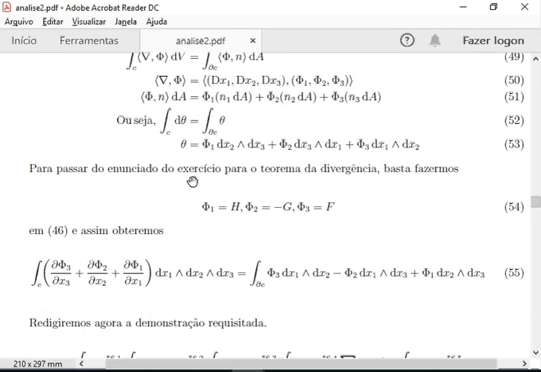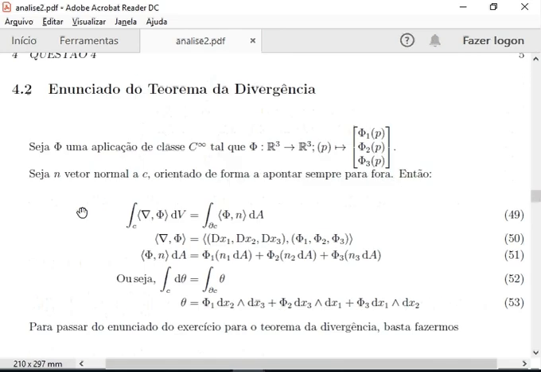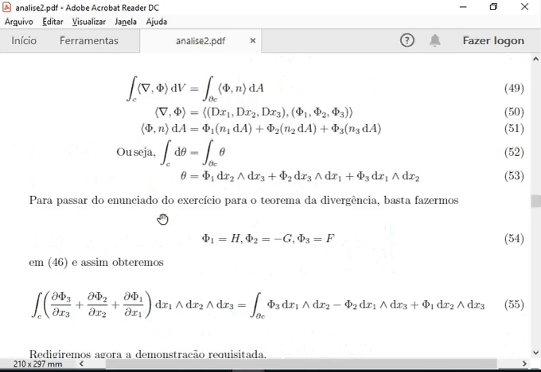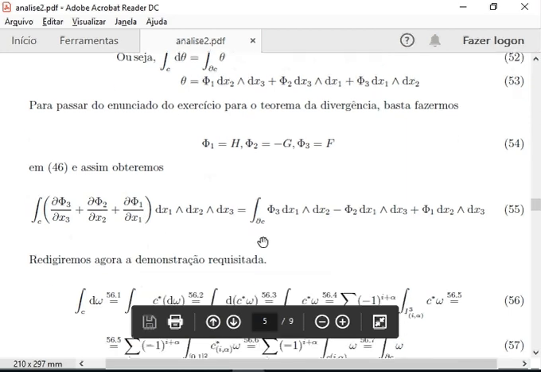Passing from the statement of the exercise to the statement of the Divergence Theorem, we only have to let phi1 equal h, phi2 equal minus g, phi3 equal f. In equation 46, we will have the integral over C of the partials of phi3 in x3, phi2 in x2, phi1 in x1 equals the integral over the boundary of C of phi3 minus phi2 plus phi1.